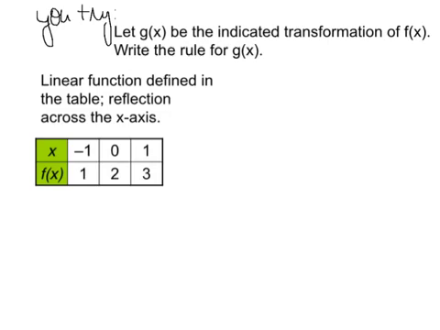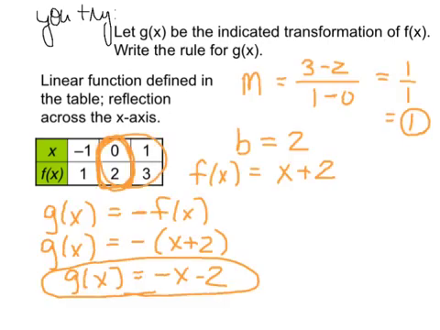Alright, here you go. Let g of x be the indicated transformation of f of x. Write the rule for g of x. We have a linear function defined in the table and a reflection across the x-axis. Push pause and go ahead and work on it. Alright, and there you go.